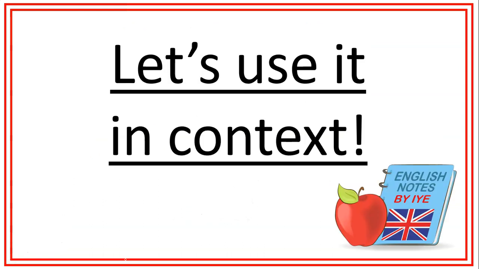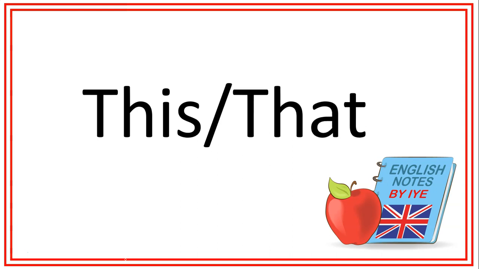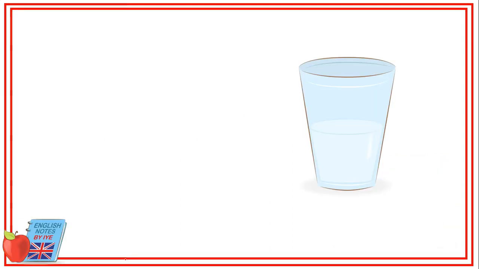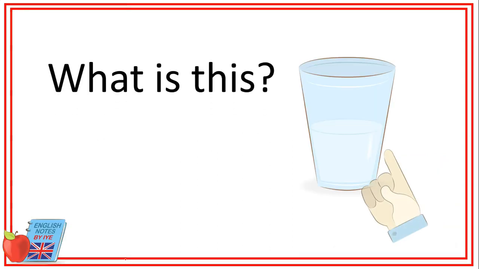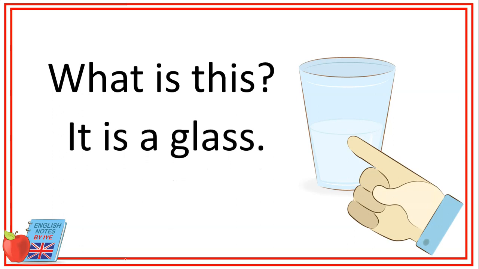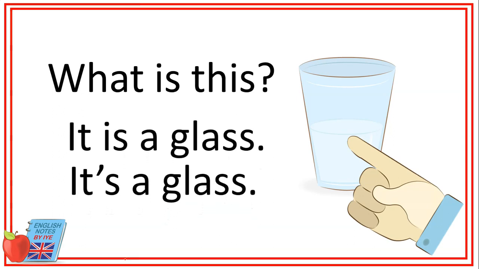Now, let's use it in context with the demonstratives this and that. For example, we can ask the question, what is this? It is a glass or it's a glass. Now, we are using the question word what because we are asking a question about an object. We use this because that object is near, and we use the verb to be is because it is singular.